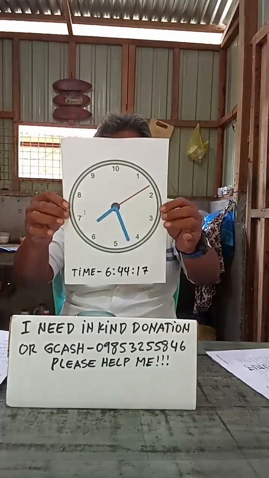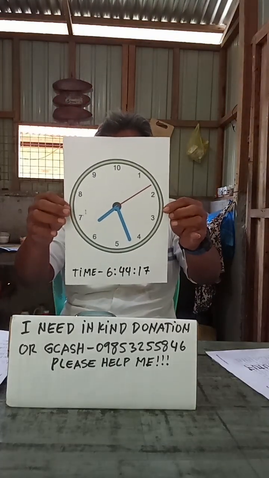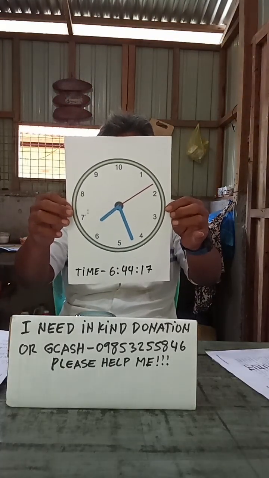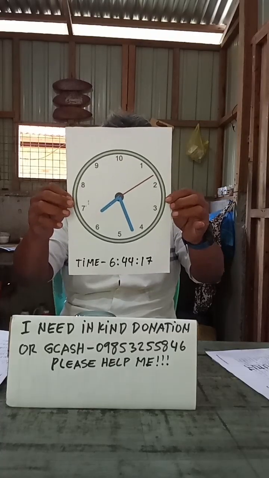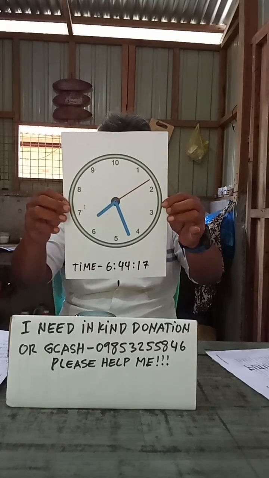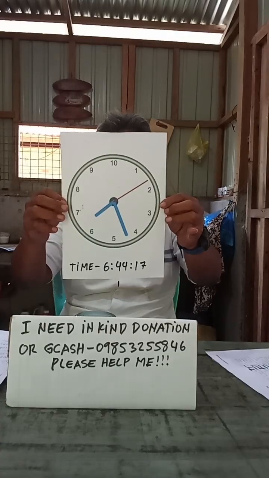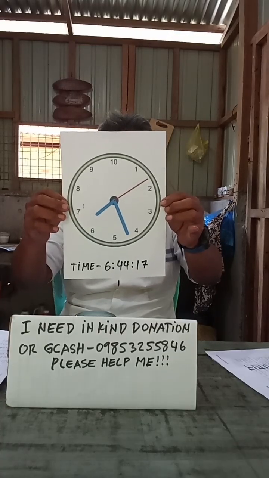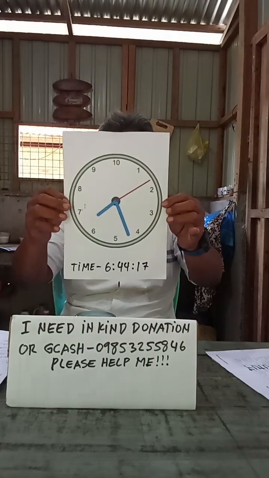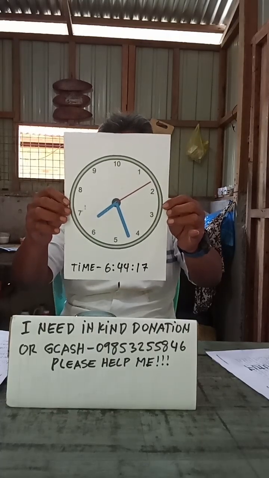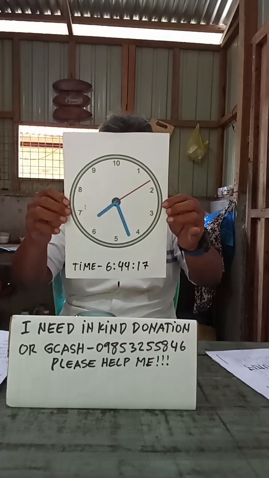So here's the illustration of Peregrino Sienes Time. Illustration clock of Peregrino Sienes Time. 1 o'clock, 2 o'clock, 3 o'clock, 4 o'clock, 5 o'clock, 6 o'clock, 7 o'clock, 8 o'clock, 9 o'clock, and 10 o'clock. Peregrino Sienes Time has only 10 o'clock.